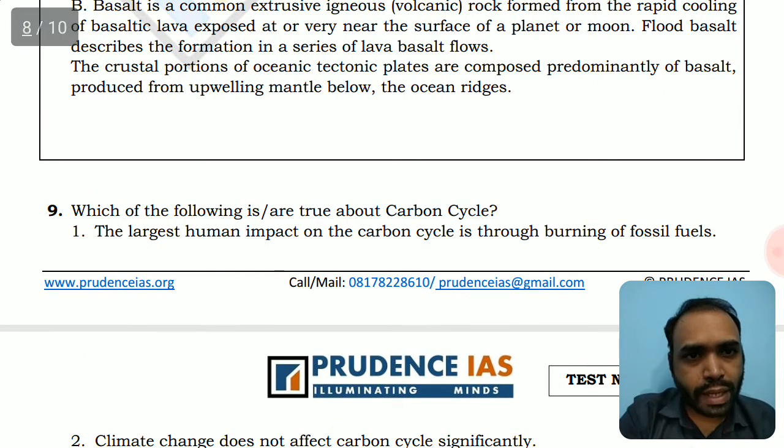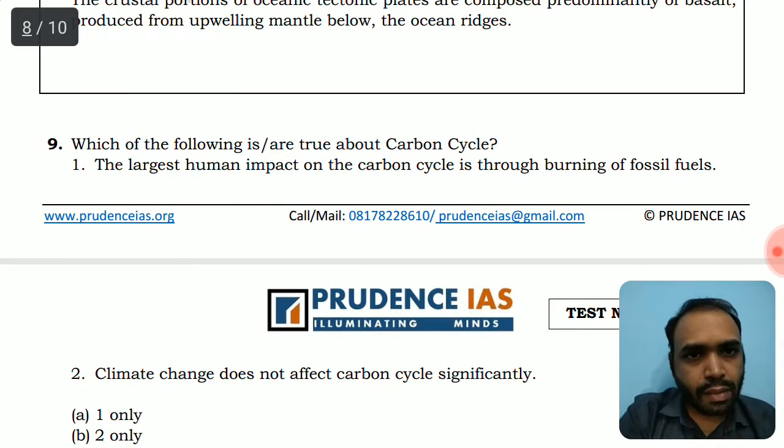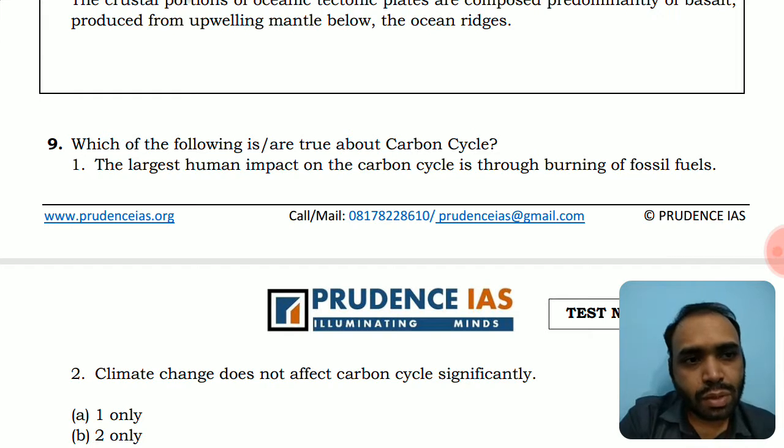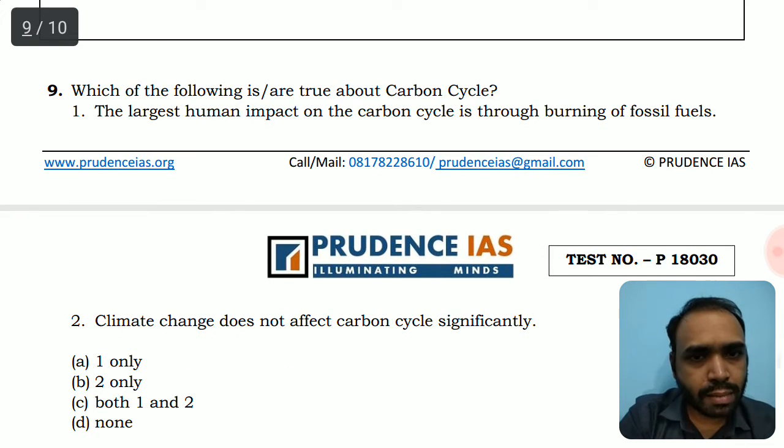Which of the following are true about carbon cycle? The largest human impact on the carbon cycle is through the burning of fossil fuels. This is correct because of these fossil fuels, the use of petroleum and the burning of fossil fuel, that is creating a lot of CO2 and disrupting the carbon cycle, ultimately giving rise to global warming because of the high retention power of CO2 for the heat waves. That's why, all these are connected. The burning of fossil fuel is the main reason for this largest contribution of humans to the carbon cycle.